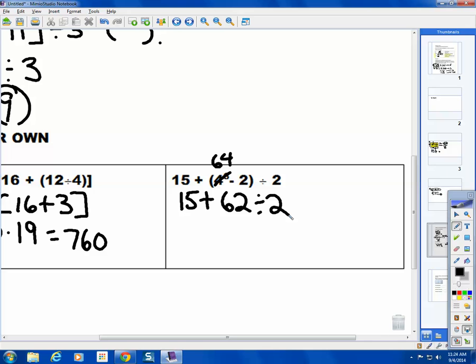If you don't have that down, get that down. All right, Jaden, my next step then, please. Divide 62 by 2, which is? 31. All right, so this is now the sum of 15, and we've got to get rid of that part. Division before addition. So what's your sum of 15 and 31 there? 46. Excellent.